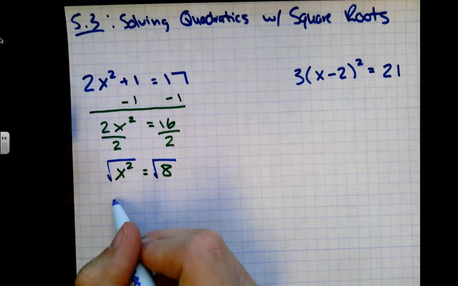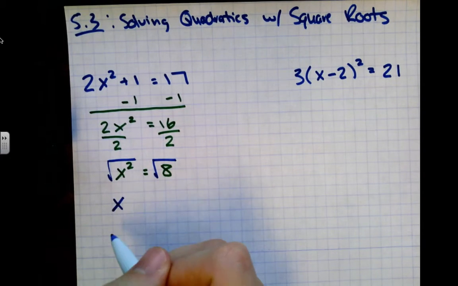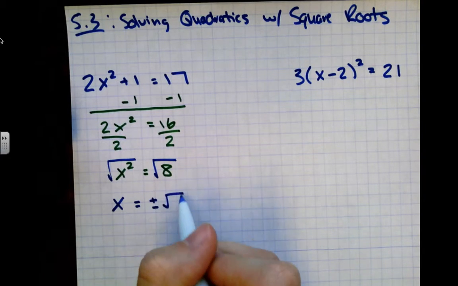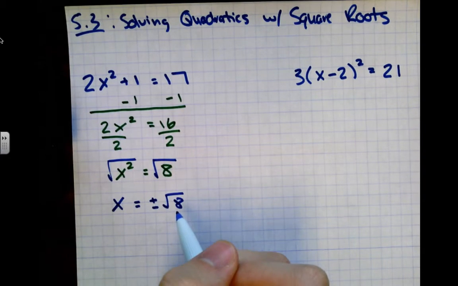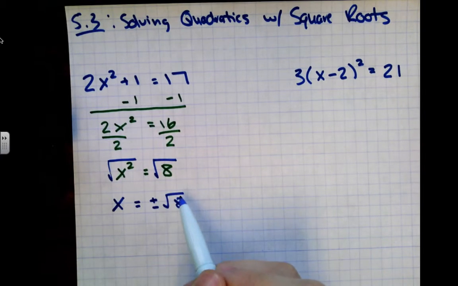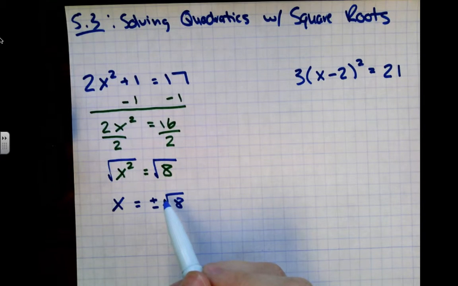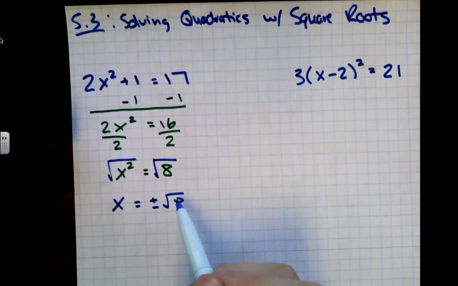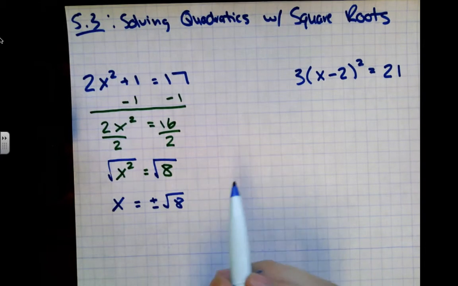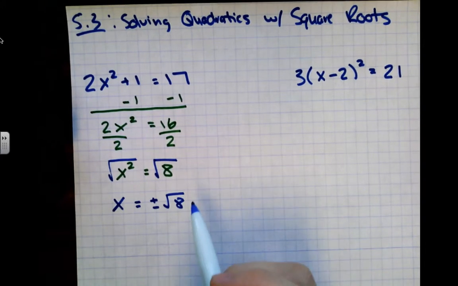So what that ends up giving us on the left hand side is just x, and that's going to equal plus or minus the square root of 8. We have to address the plus or the minus, because if I square positive square root of 8, I get 8, but if I square negative square root of 8, I'm also going to get positive 8, so I have to look at both solutions.